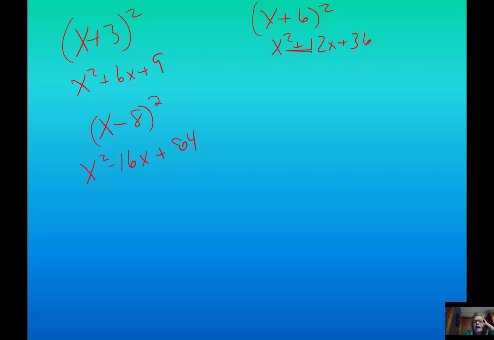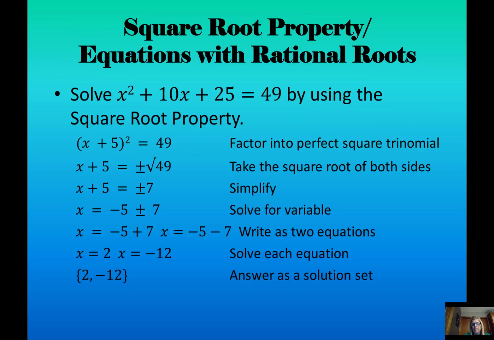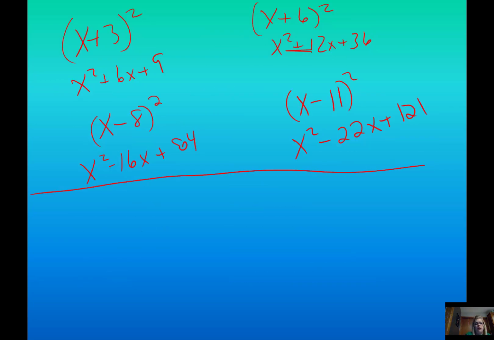Last one. And then I'd say, what about x minus 11 squared? And again, you would FOIL it out, first, outside, inside, last, and you'd say x squared minus 22x plus 121. And I'd be like, ooh, smarty pants. What do they all have in common? And you'd be like, pair and share at this moment. Let's talk to each other.